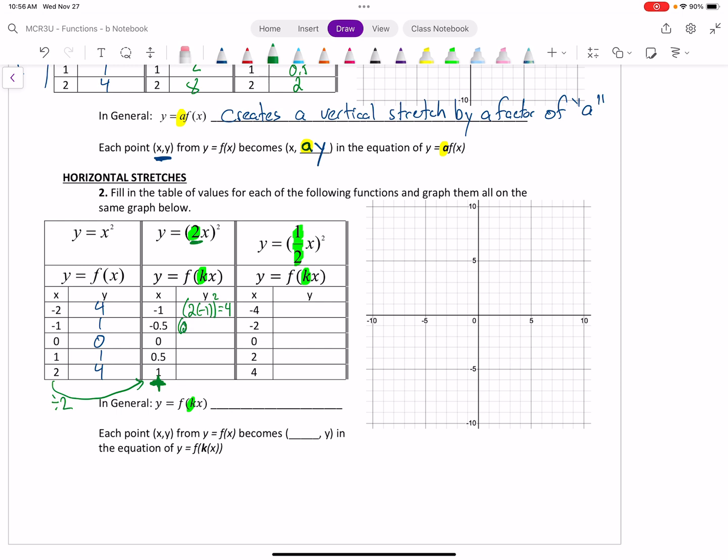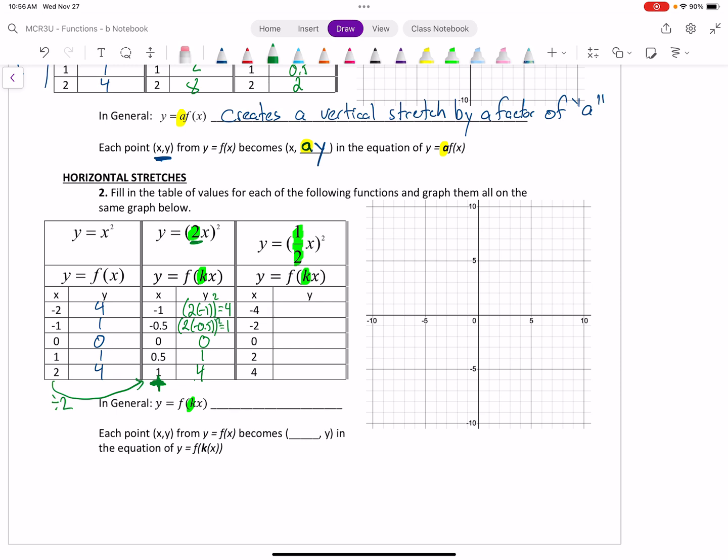This will be 2 times -0.5. And so 2 times -0.5 is -1. -1 squared gives me 1. All of these y values remain the same as the original y values of this in blue. So they're not going to change.